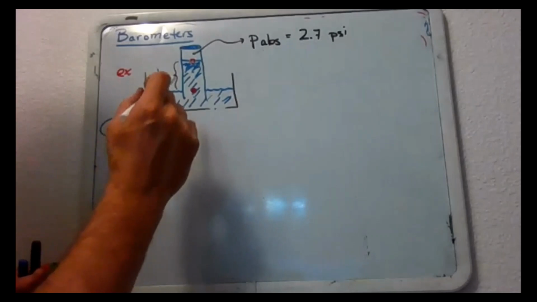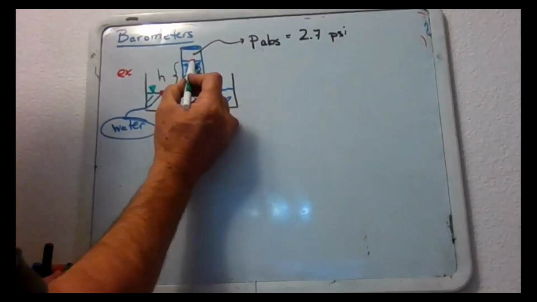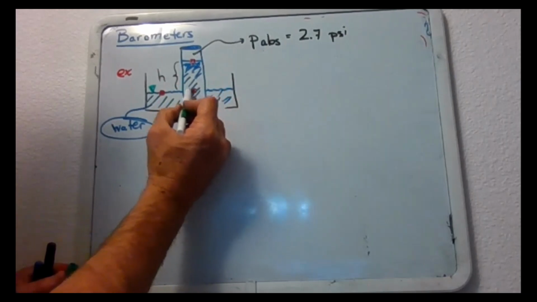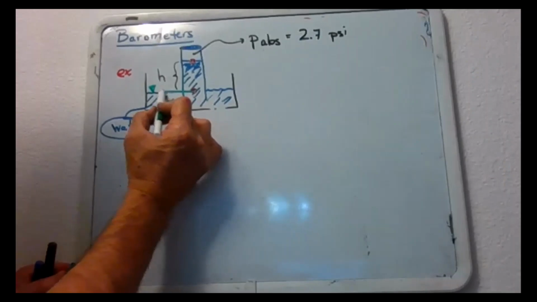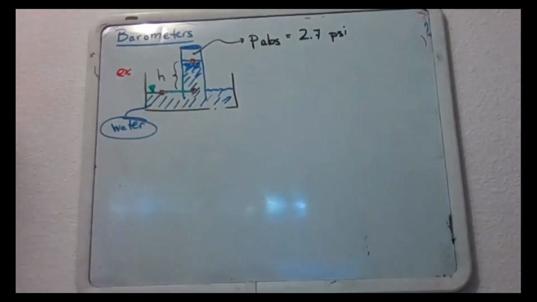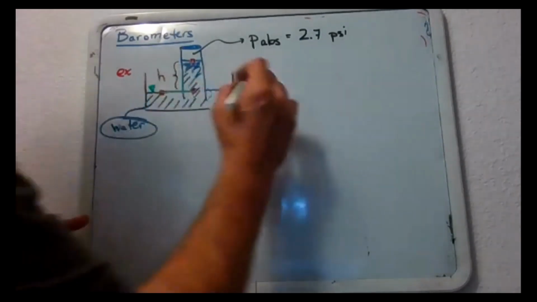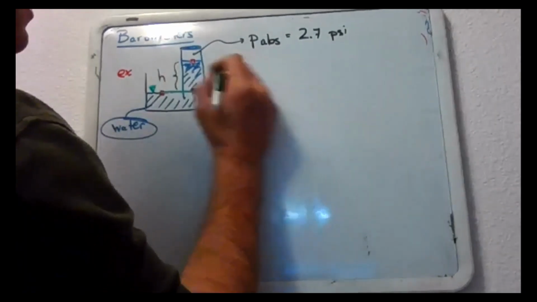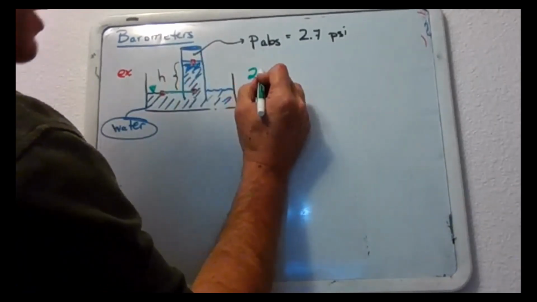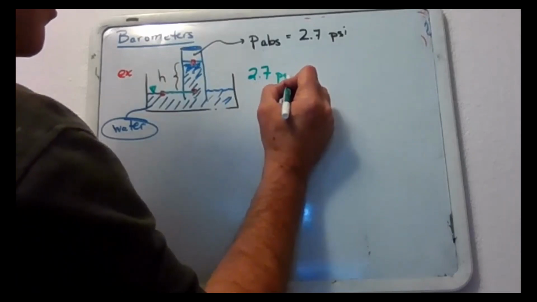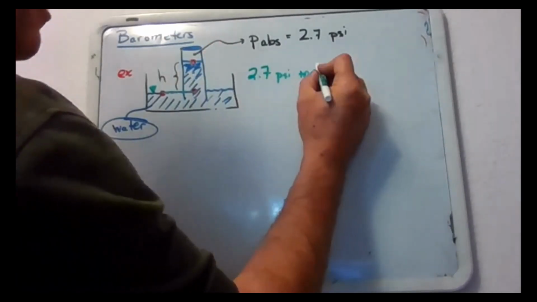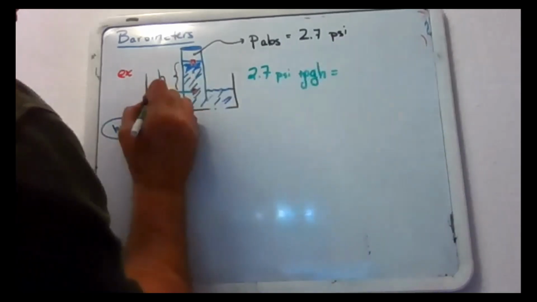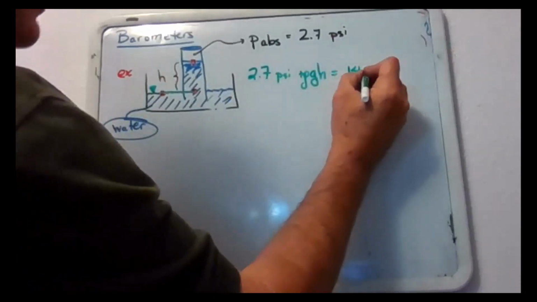So I could start here, and it's 2.7 psi, and then I increase by rho gh, and that's going to be the same as that pressure there. Why? They're at the same level. So these two pressures are the same. So basically I could say P out, this pressure here, 2.7 psi, plus as I go down rho gh, sorry about my writing, is equal to this pressure right here, which is 14.7 psi.